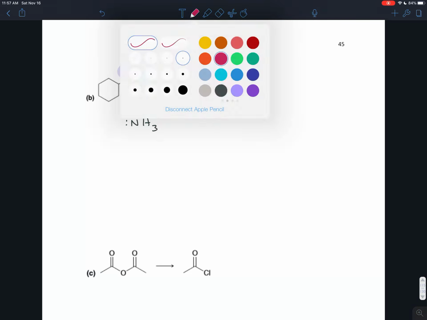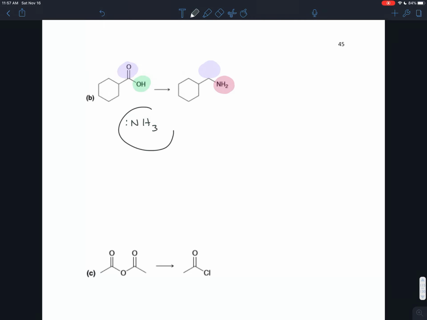So we can't acid-catalyze it either, because ammonia is a base, and it will sooner accept the H plus to become NH4 plus than this would. So we cannot do a nucleophilic acyl substitution by treating the carboxylic acid with ammonia. What we can do is change what derivative this is. We can turn it into something that is more reactive.